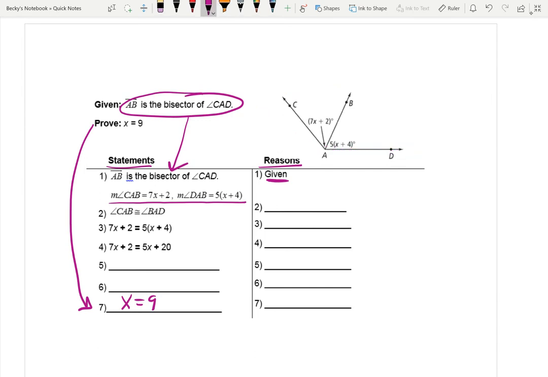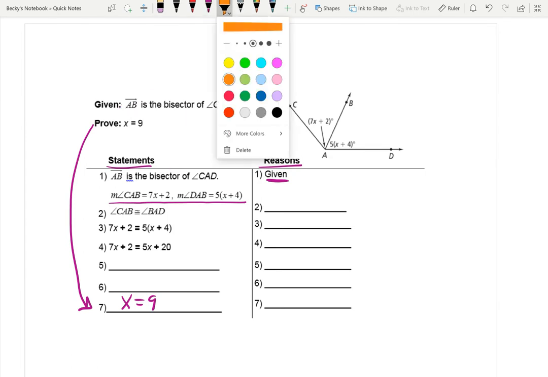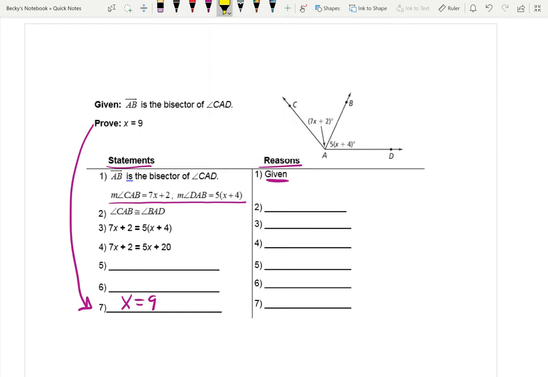Now this little m means measure. It means the measure of angle CAB is 7x plus 2, and the measure of DAB is 5 times the quantity x plus 4. Okay, so all of that is my given information. Now, we have to always look at these for clues. Now, my big clue here is a vocab word. So whenever you see a vocab word, you have to use that and apply it. Okay, so what does bisector mean?